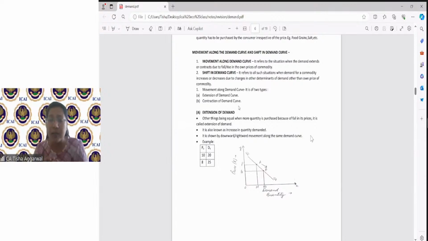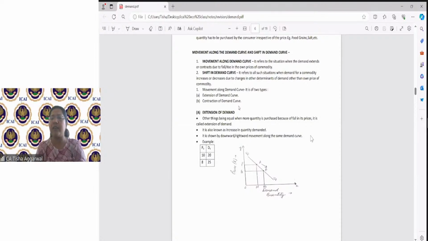Please mind my words that I'm speaking. Extension, contraction, movement, downward movement, upward movement, or else increase in quantity demanded, decrease in quantity demanded. Okay. So first thing is extension of demand.